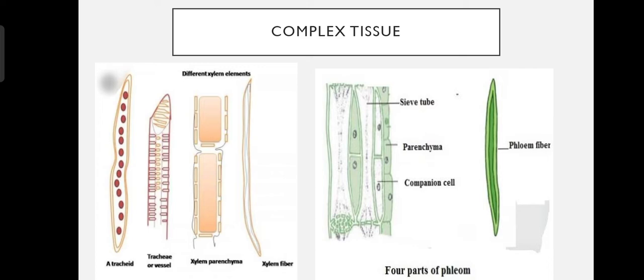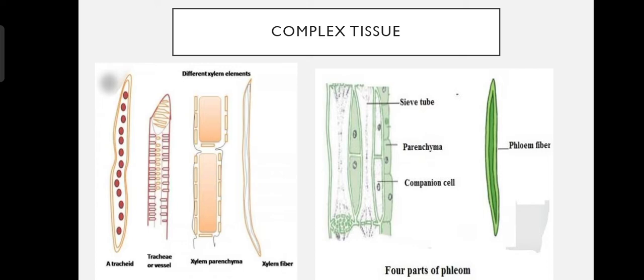Xylem and phloem are the examples of complex permanent tissue. Xylem and phloem, they both are the conducting tissues and they form a vascular bundle. Firstly, we will learn about the xylem tissue, then phloem. Now, come to the xylem tissue.